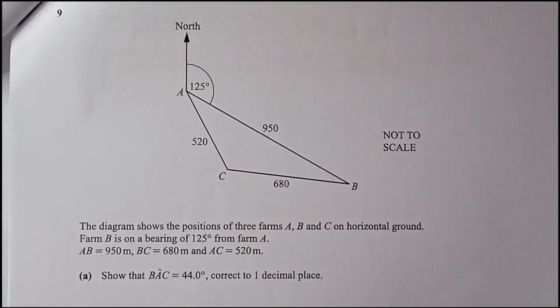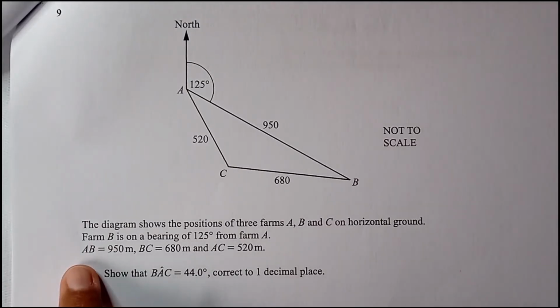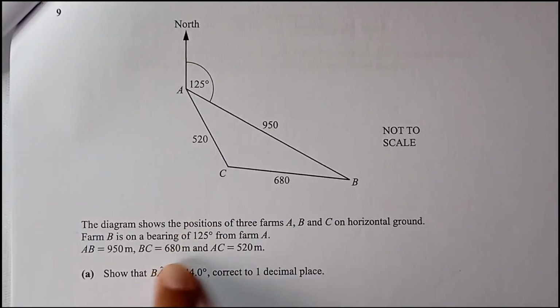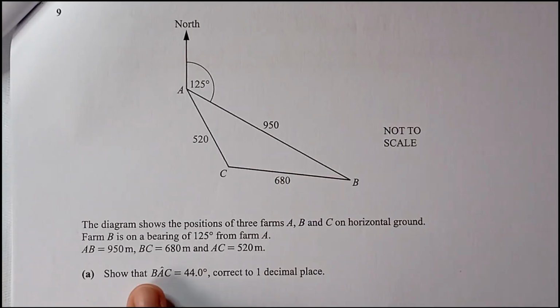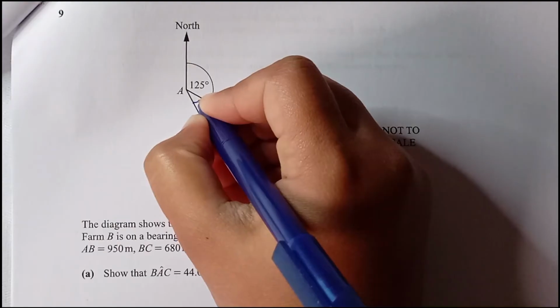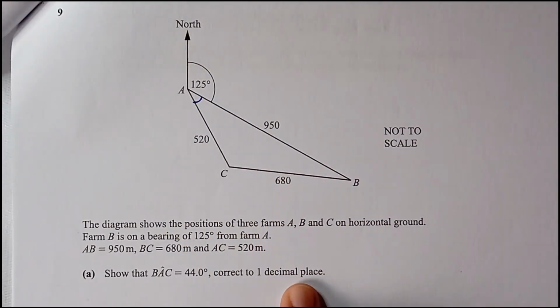Now question number 9. The diagram shows the position of 3 farms A, B and C on the horizontal ground. Farm B is on the bearing of 125 degrees from farm A. So AB is 950, BC is 680 and AC is 520. Now in part A, show that the angle BAC is 44.0 degrees, correct to 1 decimal place.